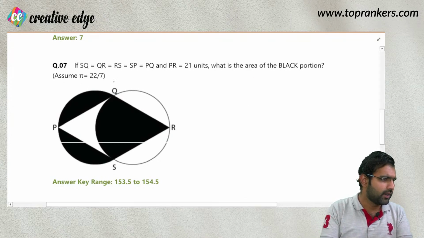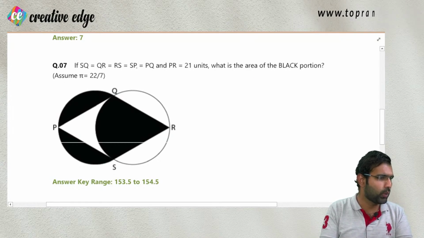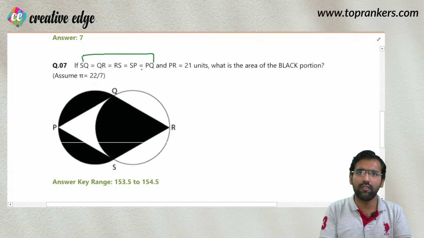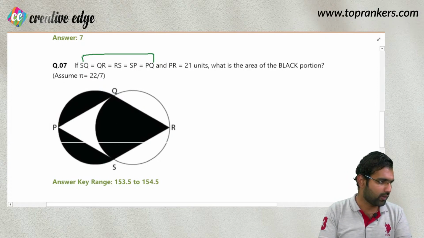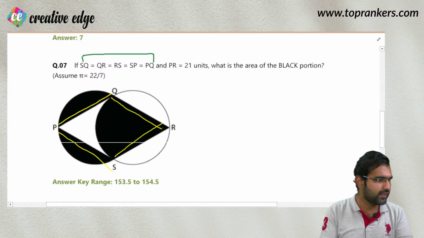Now imagine, what are we told? That SQ, QR, RS and SP, so these four sides are having equal length. However, their length is not given to us. So mind you, everyone, PQ, PS, SR and QR, all these are having equal length.